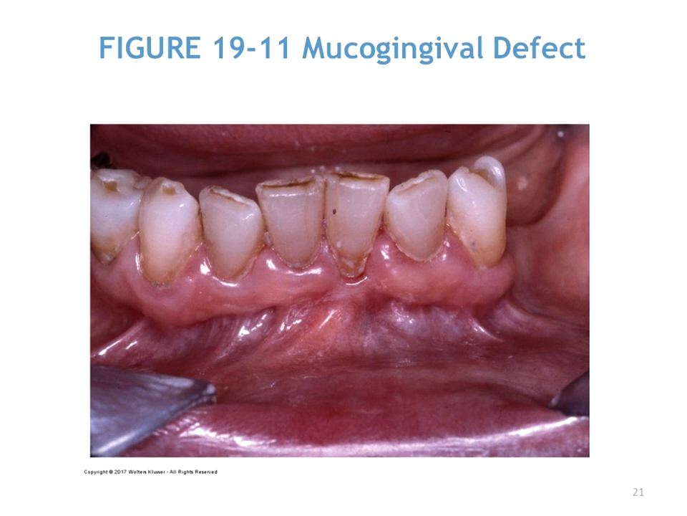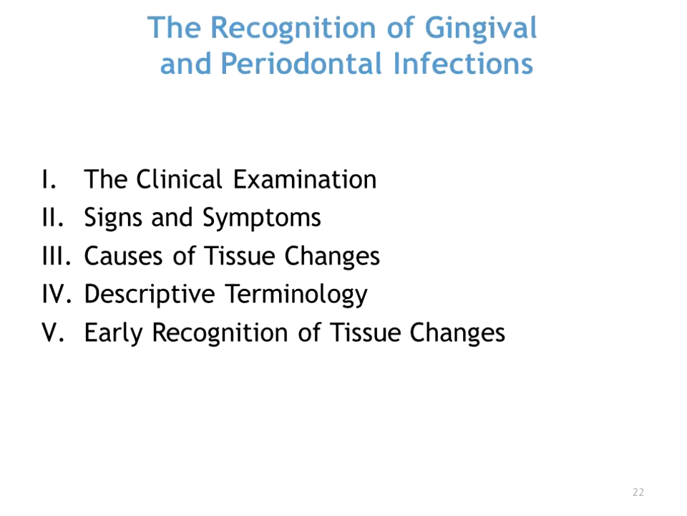Another mucogingival defect, number 24, the narrow zone of attachment. Right there, you need to get the probe in to see where that probe falls. The patient really needs to be motivated to take care of their teeth.